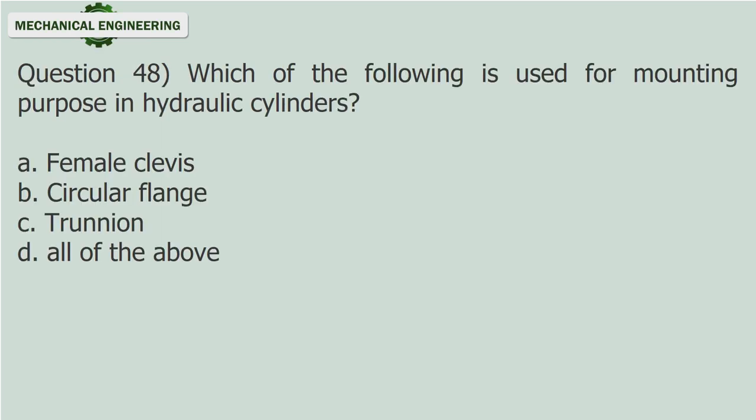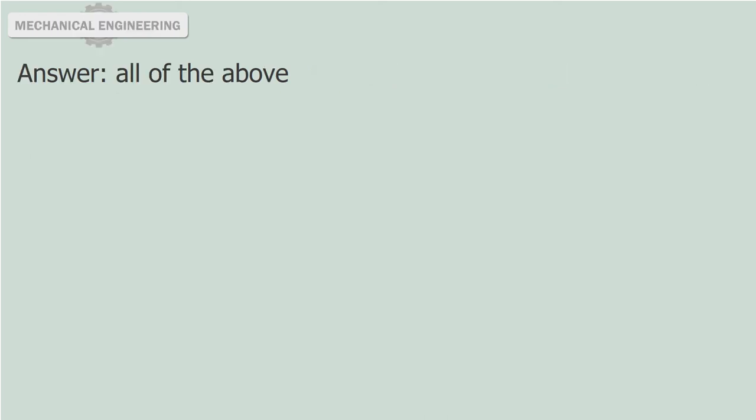Question 48. Which of the following is used for mounting purpose in hydraulic cylinders? A. Female clevis. B. Circular flange. C. Trunnion. D. All of the above. Answer: all of the above.